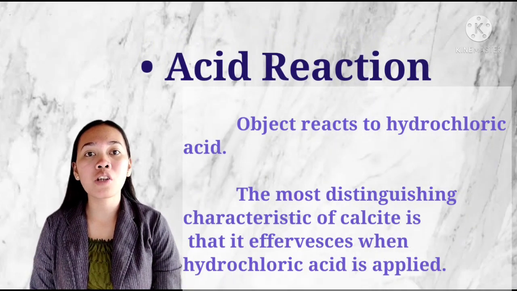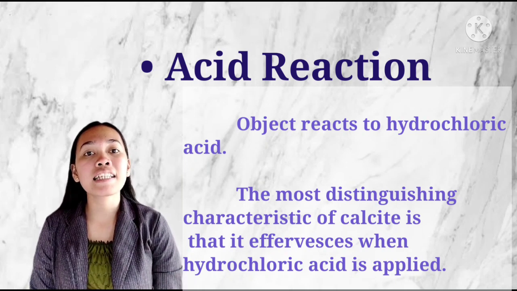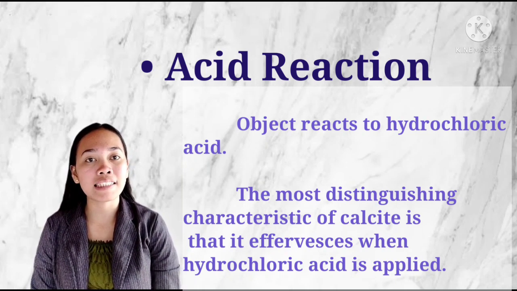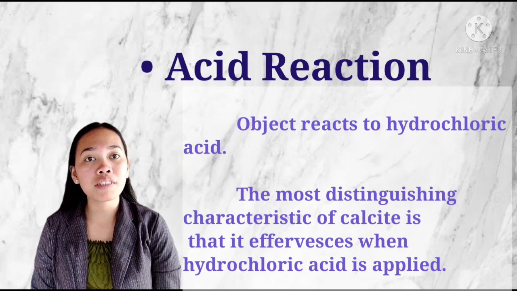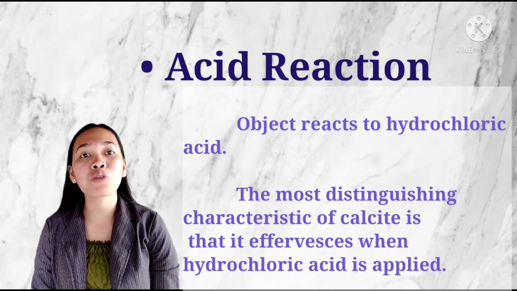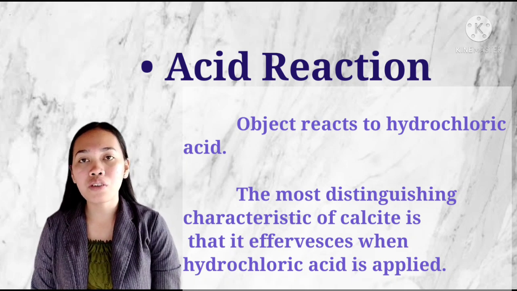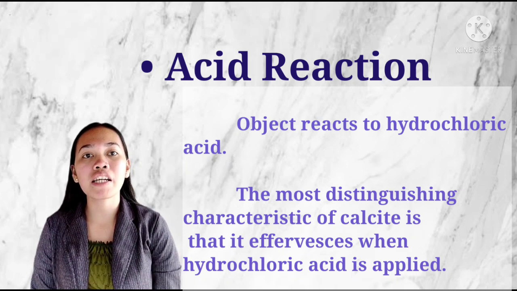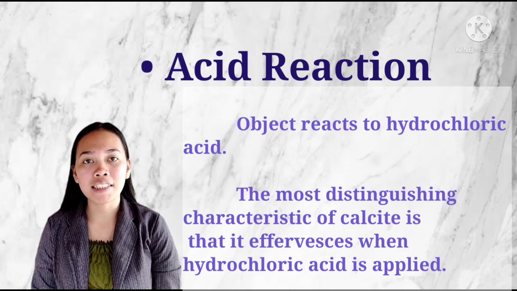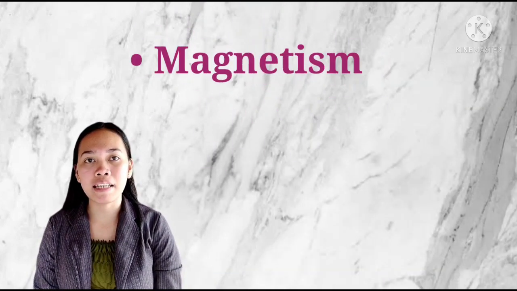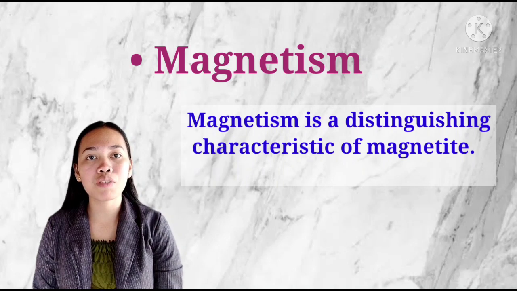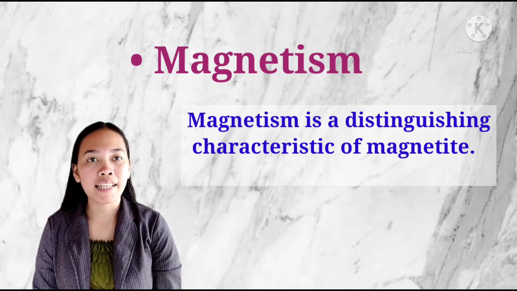Then, acid reaction. Object reacts to hydrochloric acid. The most distinguishing characteristic of calcite is that it effervesces when hydrochloric acid is applied. Dolomite shows a reaction on a freshly broken or powdered surface. Testing for calcite, limestone, or dolomite calls for 10% hydrochloric acid, but strong white vinegar can be substituted for the acid. Lastly is magnetism. Magnetism is the distinguishing characteristic of magnetite.